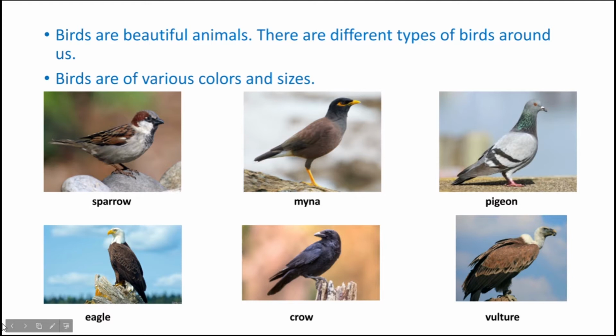Birds are beautiful animals. There are different types of birds around us. Birds are of various colors and sizes. You can see in the picture there are so many birds. You can see the sparrow, you can see the myna, you can see the pigeon, the eagle, the crow and the vulture. You can see they all are of different types.